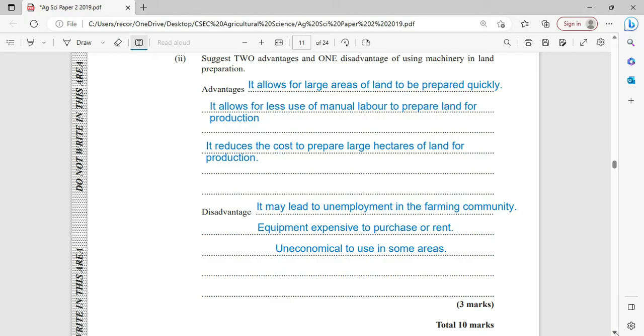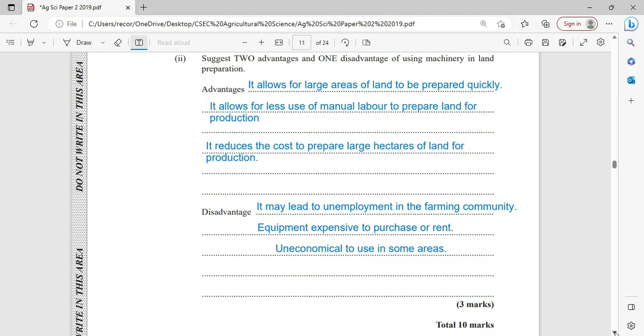Advantages: it allows for large areas of land to be prepared quickly. Can you imagine we had 100 hectares of land to prepare and we're sending men out there with forks? Think about what that outcome would have been. It allows for less use of manual labor to prepare land for production. So it is not as labor intensive using machinery as it would have been using manual labor.